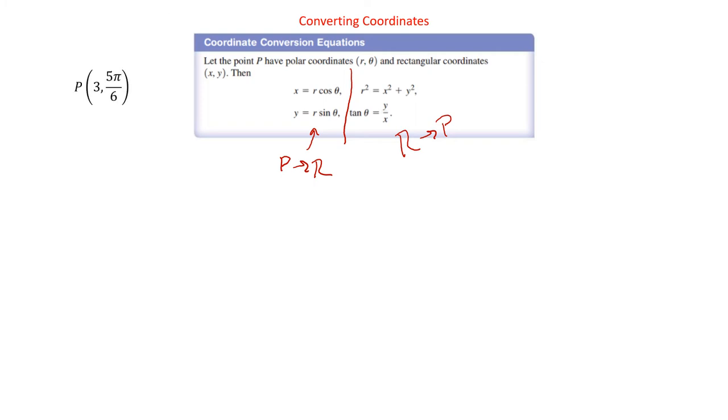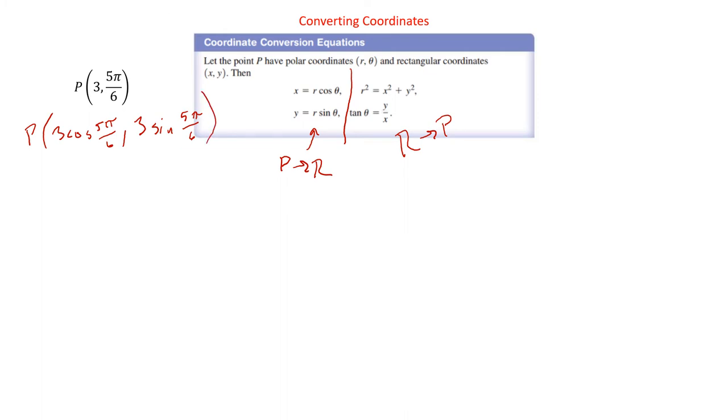So let's take a look at some. Here we have a polar point. We have 3 comma 5 pi over 6. So we can make the rectangular point. So P, it's just r cosine theta. So that's 3 cosine 5 pi over 6, comma, then 3 sine theta. So sine 5 pi over 6.